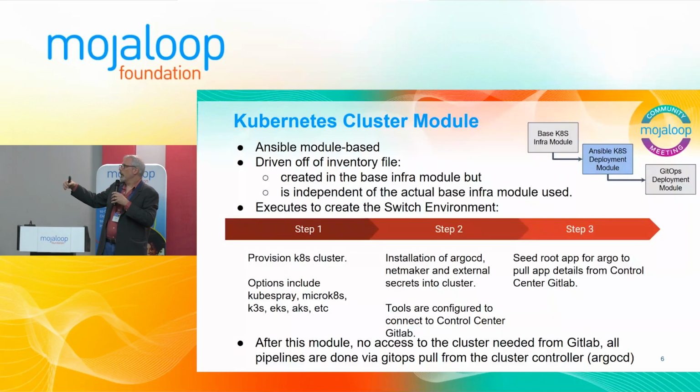Step two, so now you have a cluster. Now we need to seed it with Argo and a couple of other elements. NetMaker is what I mentioned is the meshed WireGuard network. External secrets allows us to pull secrets from a vault or from GitLab into the cluster.